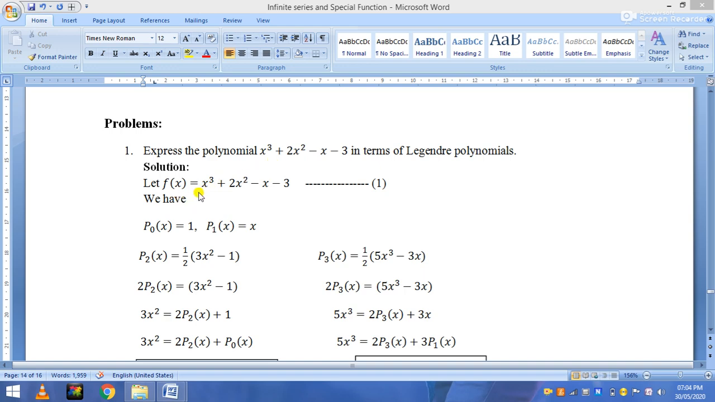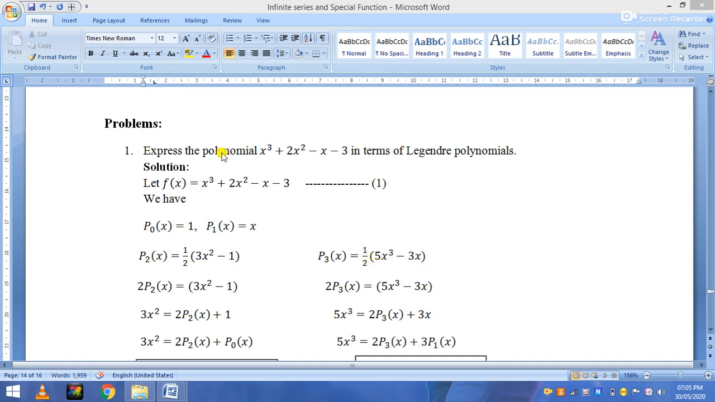So given f of x equal to x cube plus 2x square minus x minus 3, let us denote it as 1. Then we know the formula, you directly write p0 of x equal to 1, p1 of x equal to x, p2 of x equal to 1 by 2 into 3x square minus 1, p3 of x equal to 1 by 2 into 5x cube minus 3x, already you know.